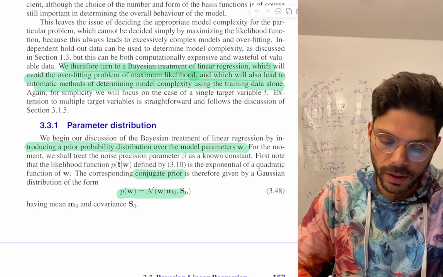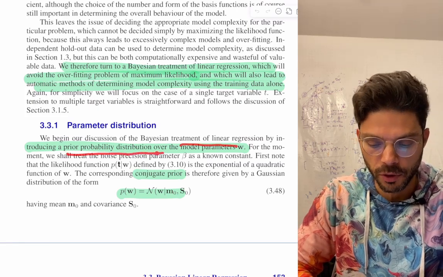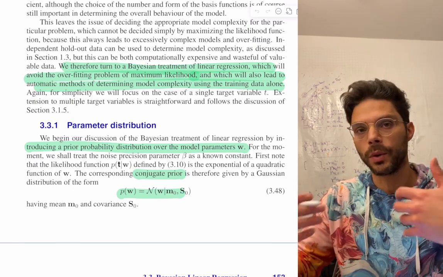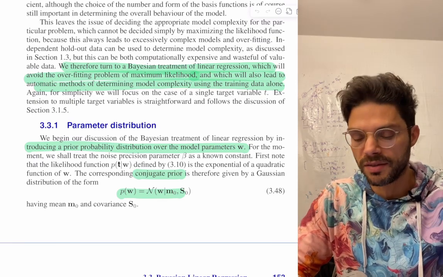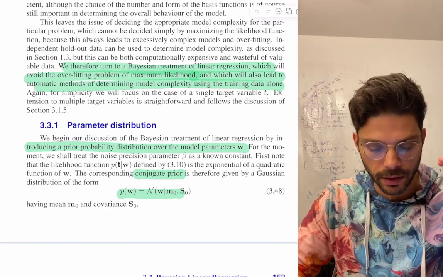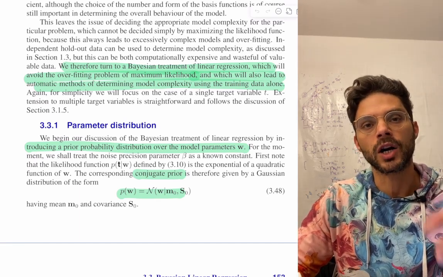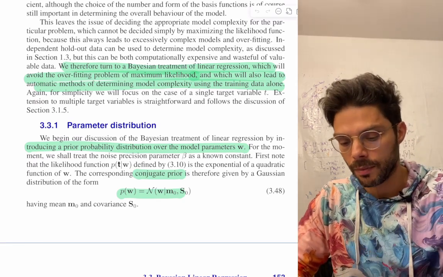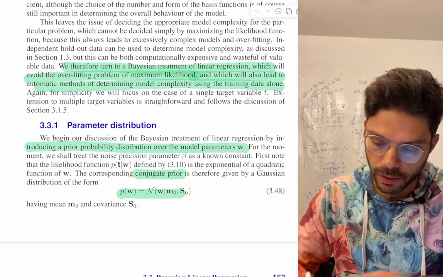So we begin our discussion of the Bayesian treatment of linear regression by introducing a prior probability distribution over the model parameters. So again, in the Bayesian setting, you always need a prior on the parameters. And people are going to argue about that, but the cool thing about it is you have to be explicit about it, so at least people will have something concrete to argue about. If they don't like your prior, they can suggest a better one.